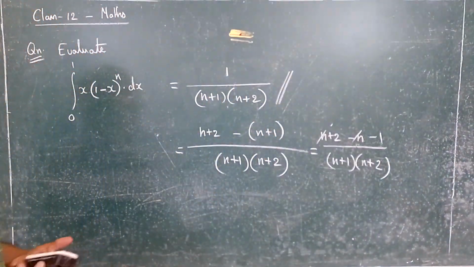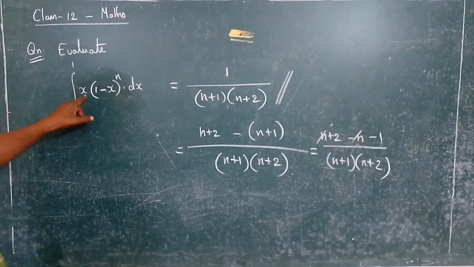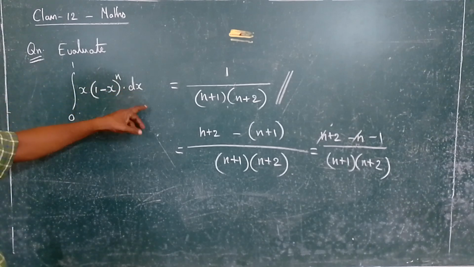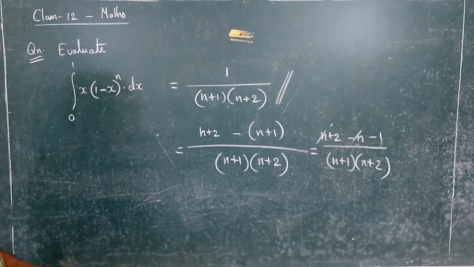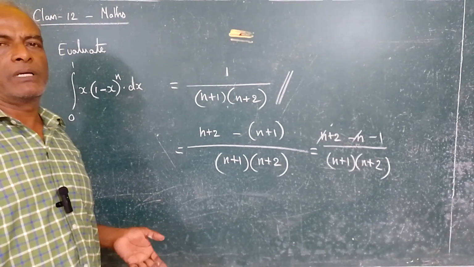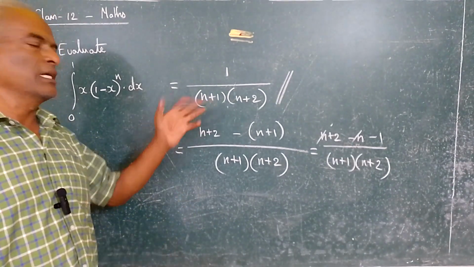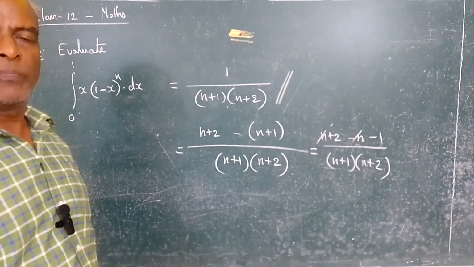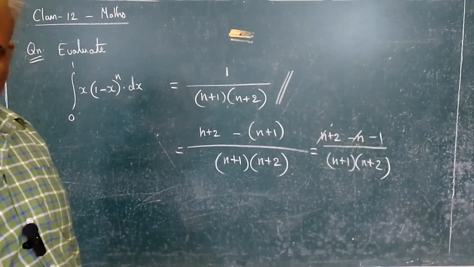The answer for this problem, integration 0 to 1 x into (1 minus x) power n into dx, is this. So we have made use of the definite integral property and we got the answer like this. Hope you have understood how to solve this problem.